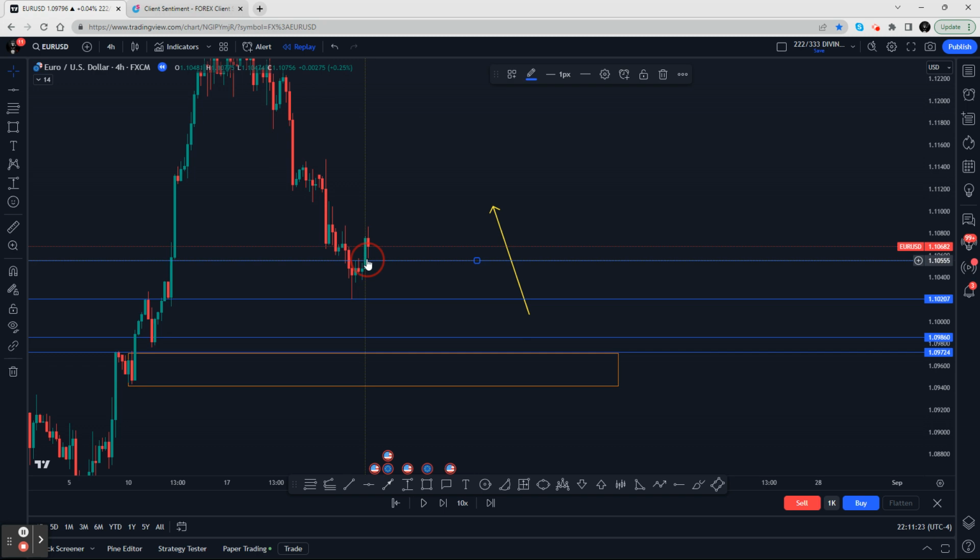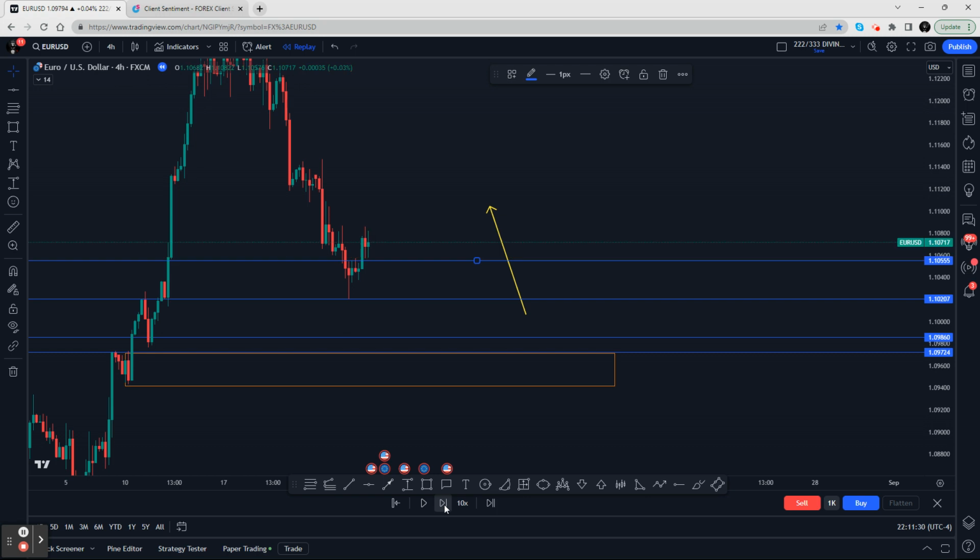All right, and then you got your retest traders. It's like they got an opportunity to get back in. Like they get another one.